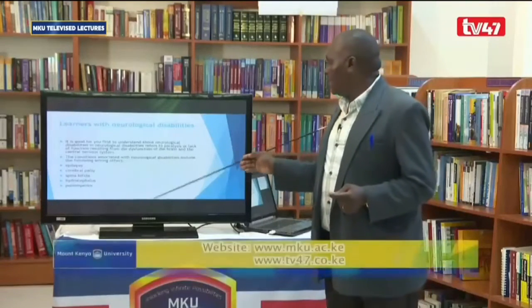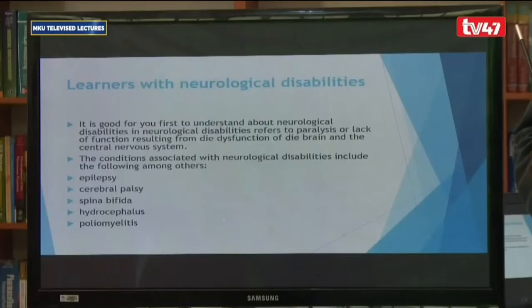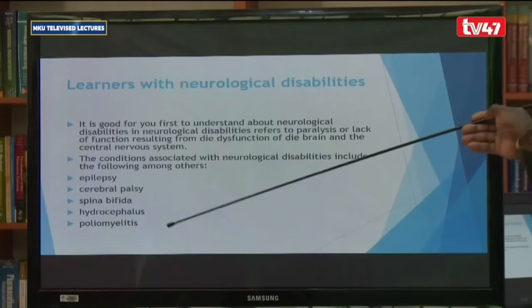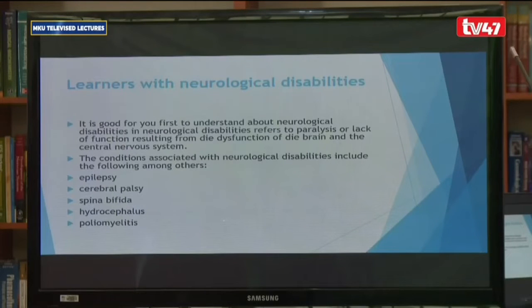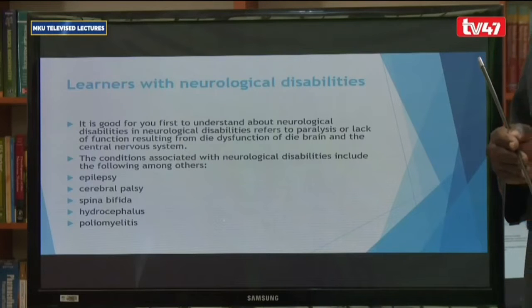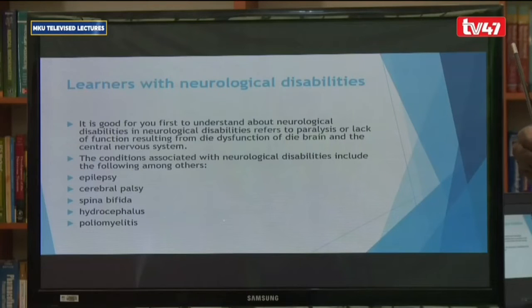Another one here is cerebral palsy. Cerebral palsy is permanent damage of the brain, and this is congenital. You are born with this condition. It's not curable. It does not become worse or better, but it is manageable through medical intervention.